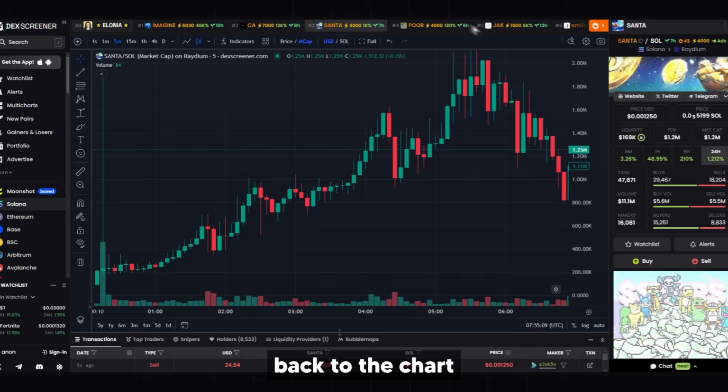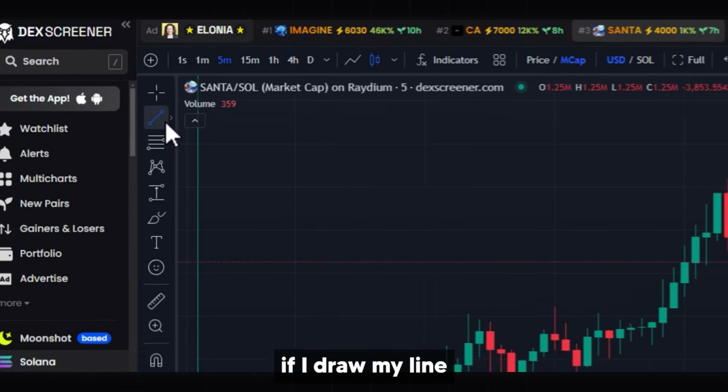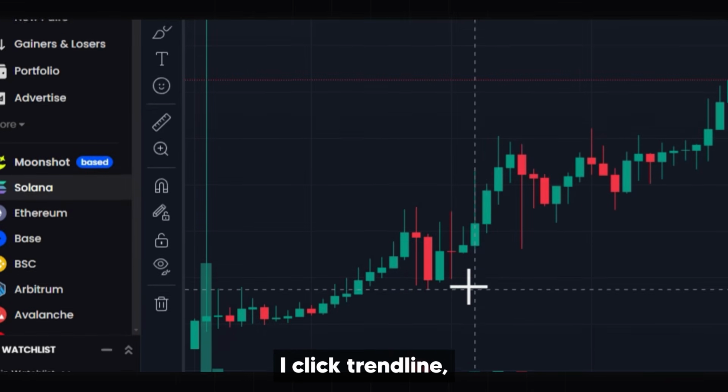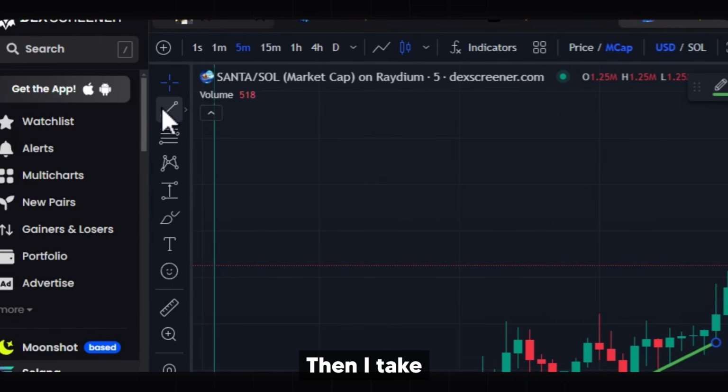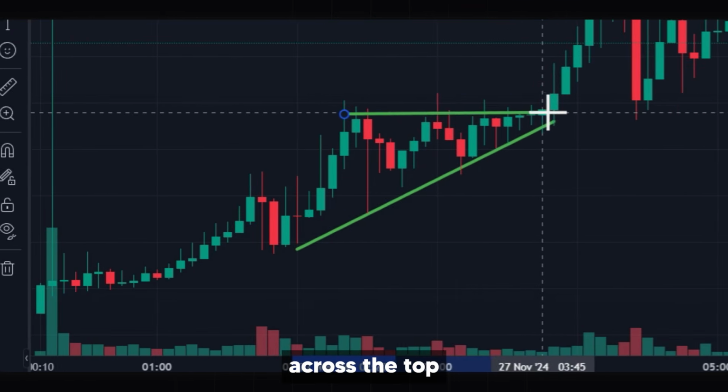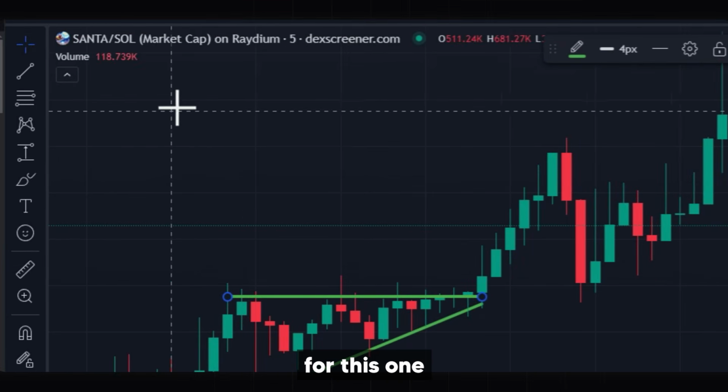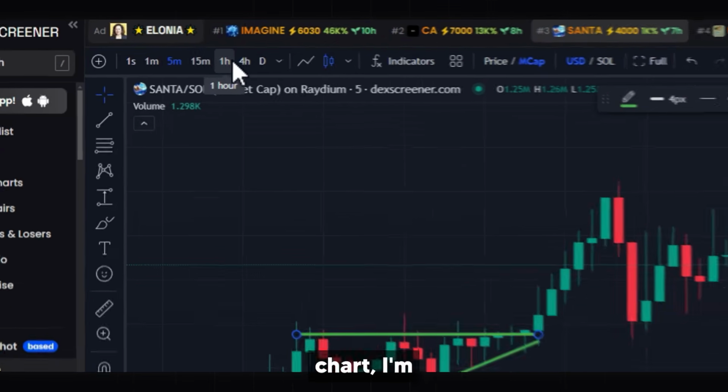So let's head back over to the chart. If I draw my line right here, I click trend line, and I draw it from the bottom and keep drawing it to there. Then I take another trend line and draw it across the top of where these bars close. You can see for this one, I'm on the 5M chart. I'm not on the hourly chart.